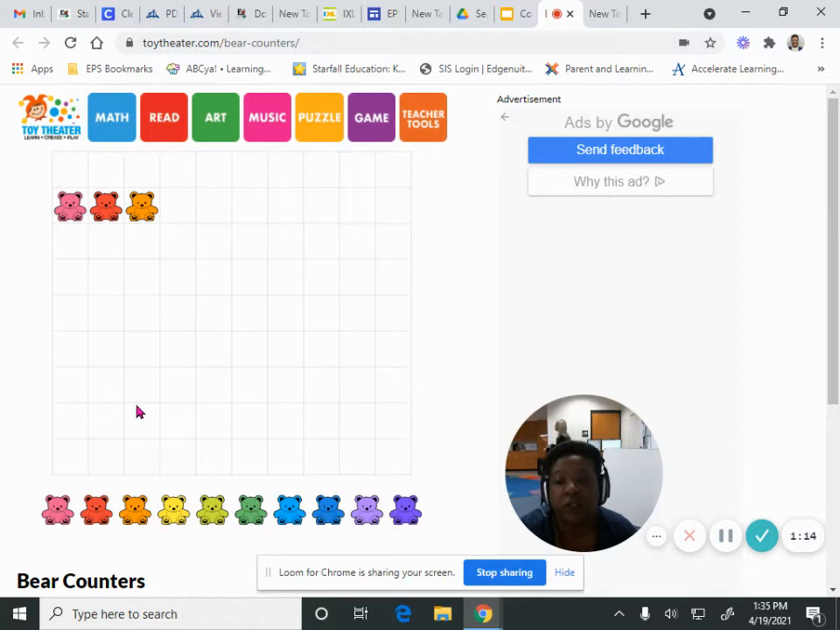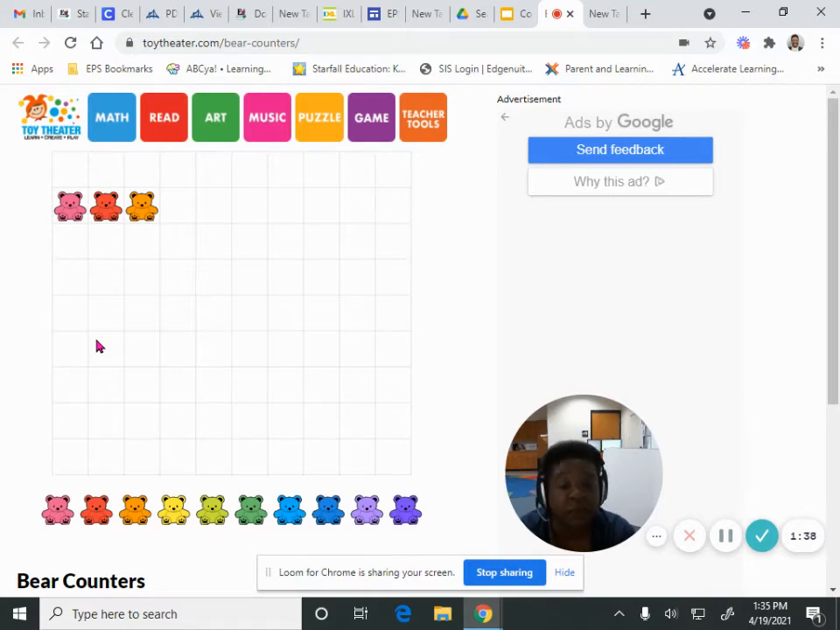Okay. So they want to know how many legs are in all. Well, how many legs are on a chicken? That's right. Usually there are two legs on a chicken. So we're going to use these bears to represent our chickens. And these bears each have two legs. So that works out perfectly. So what should we do to figure out how many legs we have in all?